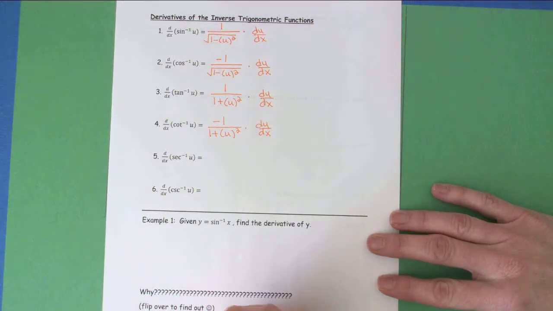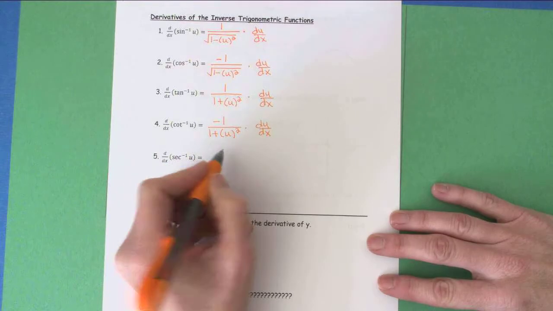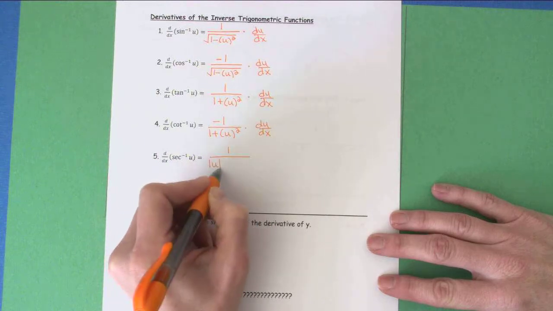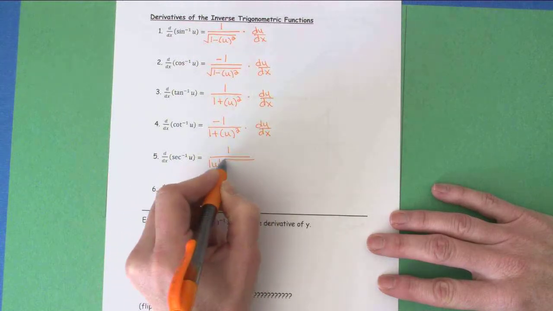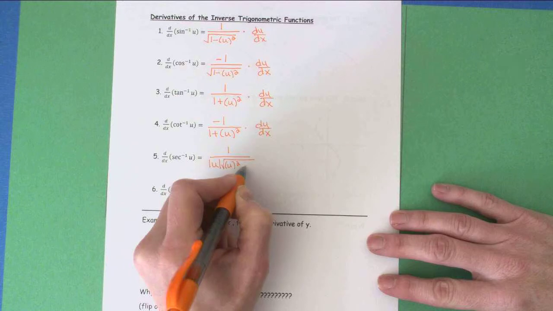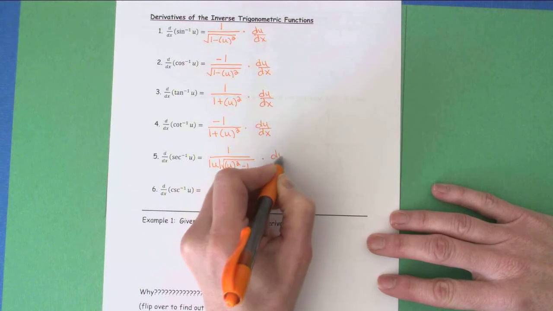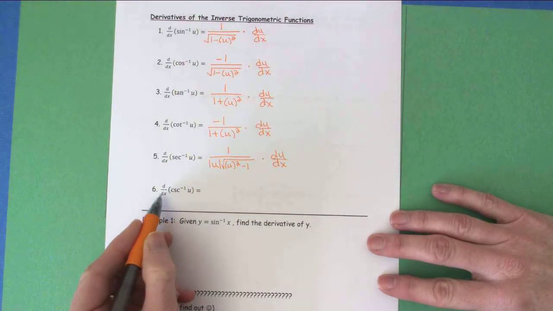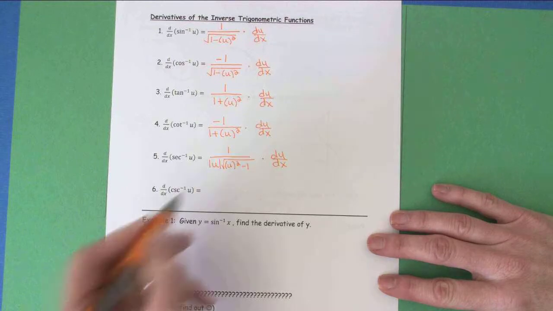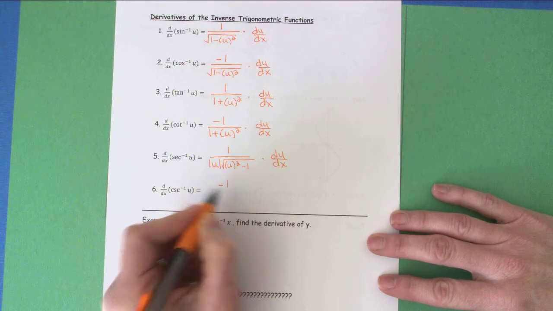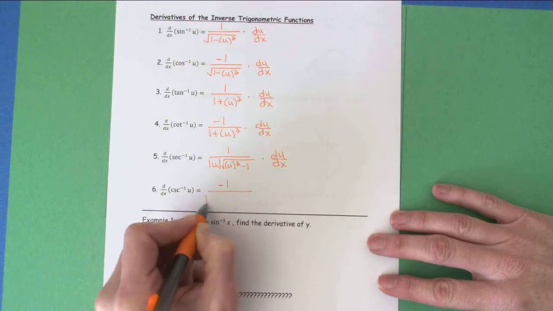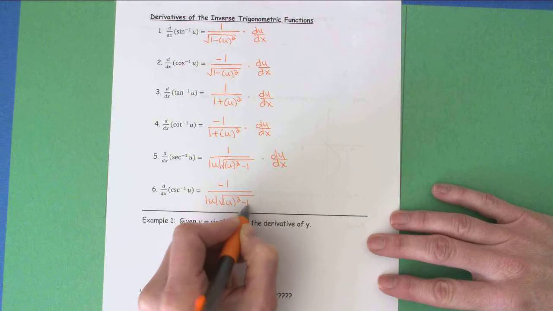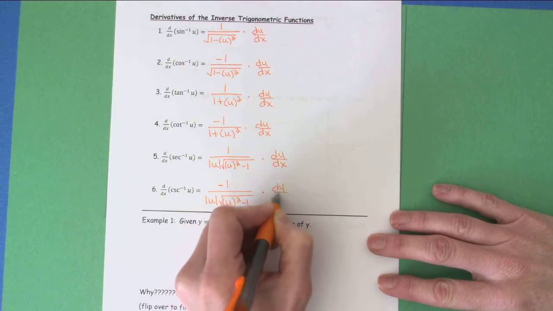For the derivative with respect to x of inverse secant of u, it's 1 over the absolute value of u times the square root of u squared minus 1 times the derivative of u with respect to x. And finally, the derivative with respect to x of cosecant inverse u is -1 all over the absolute value of u times the square root of u squared minus 1 times du dx.